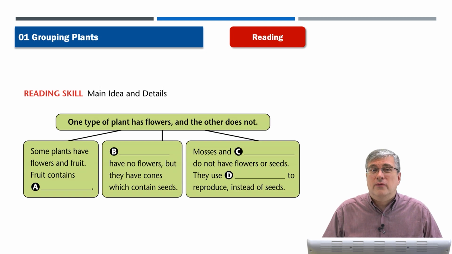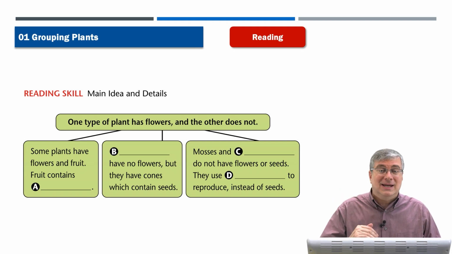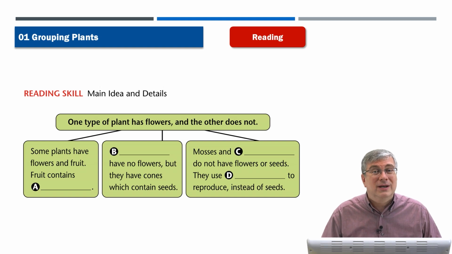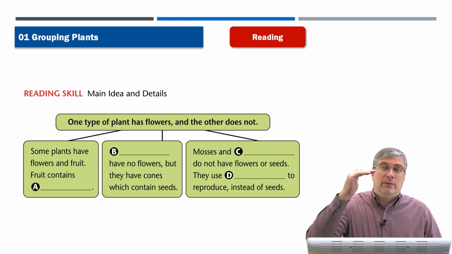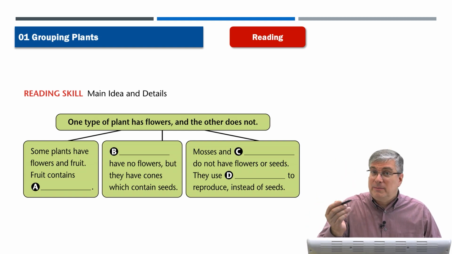Okay, so let's go over how this reading passage is organized. How is the information in the reading passage organized? What we have here is main idea and details. This is a very common organizational pattern. You have a main idea, and then you support that main idea with details. What is the main idea?